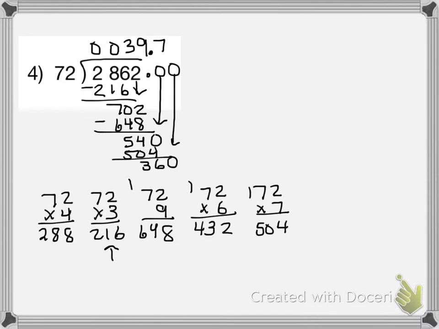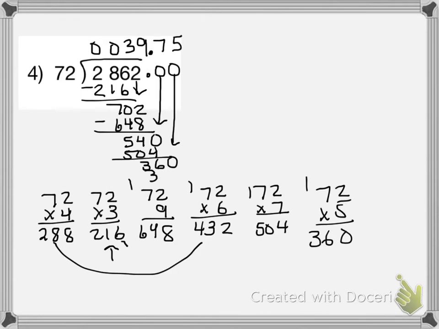So 360 looks like it's probably somewhere between 4 groups and 6 groups. So let's try 72 times 5. 5 groups. And that's exactly 360. That's what we're looking for. We have no more remainder here, so we can stop adding zeros and bringing them down and dividing. So our quotient is 39 and 75 hundredths.